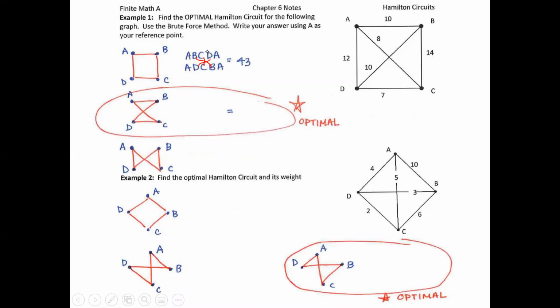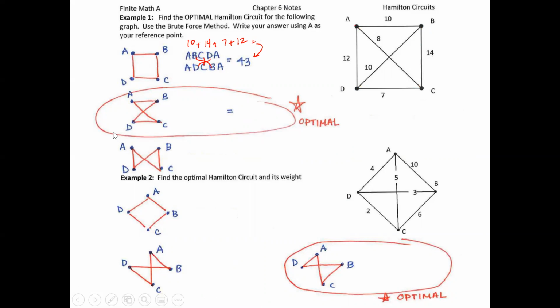So if I take a look at this part here, you're going to be calculating the total. And if you're wondering how I got 43, it is just from A to B, which is 10, B to C, which is 14, C to D, which is 7, and then D back to A, which is 12, which gives you 43.